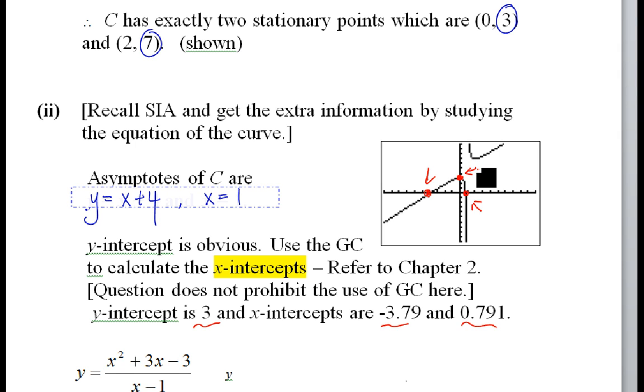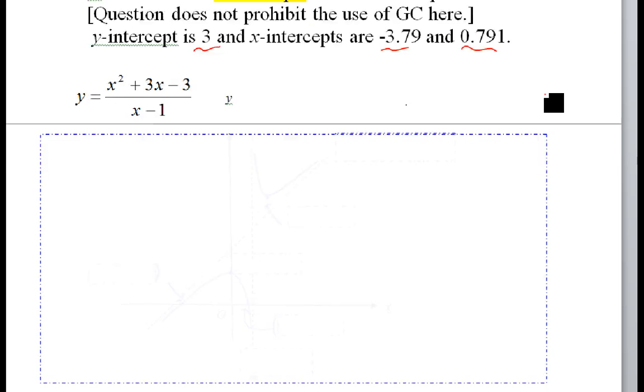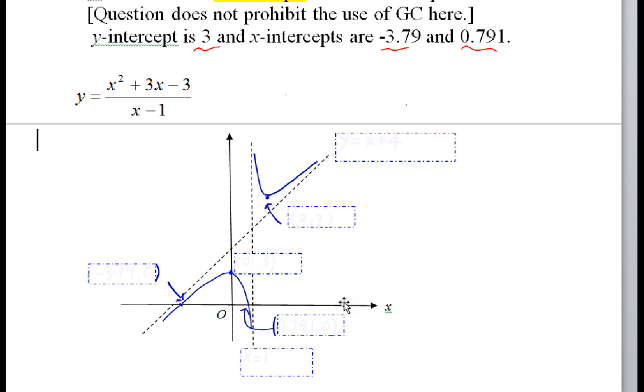Just use GC. If you want to practice now, go ahead. So at the end of the day, are we then able to sketch this on your page 14 by yourself? All by yourself. Okay, let's do it. Try on our own. You should obviously get a shape.